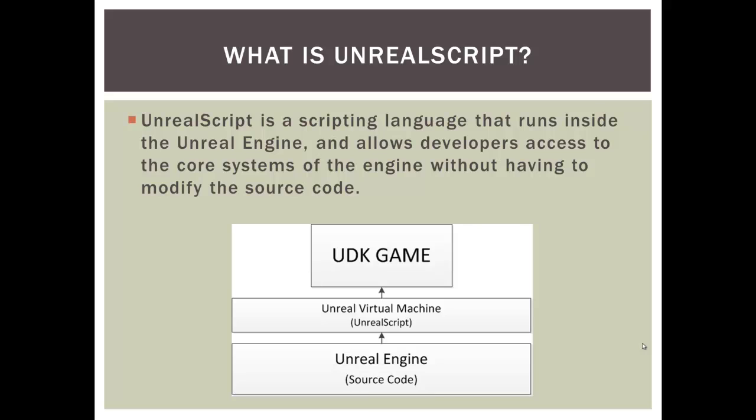So, as you can see in the diagram, we've got at the top our UDK game, and at the bottom our Unreal Engine source code. Right there in the middle is where your UnrealScript comes in, and that's how you get all of your game system interaction put directly into your UDK game.